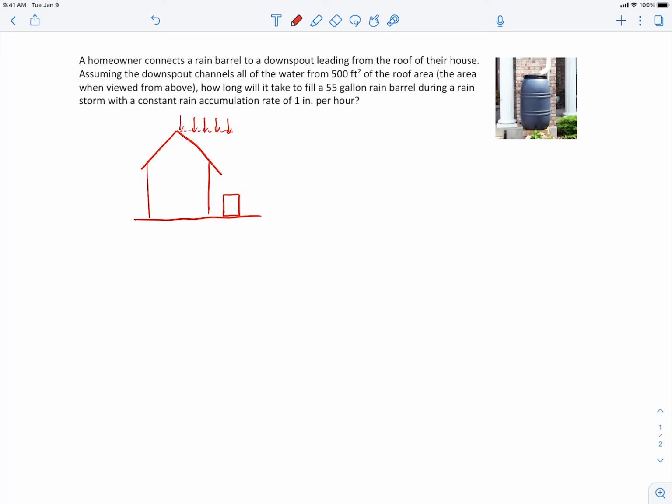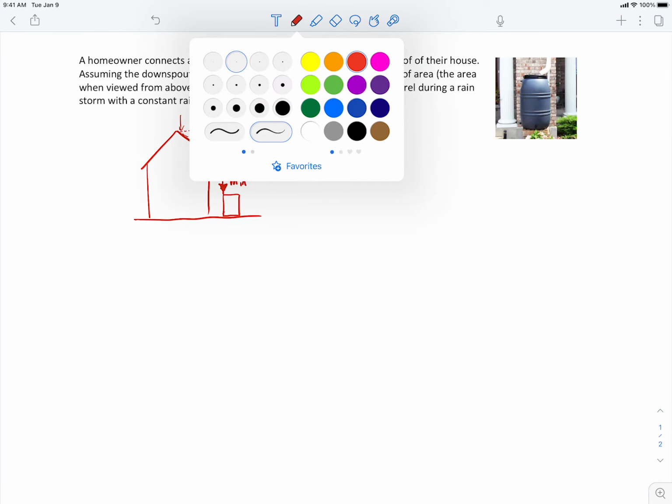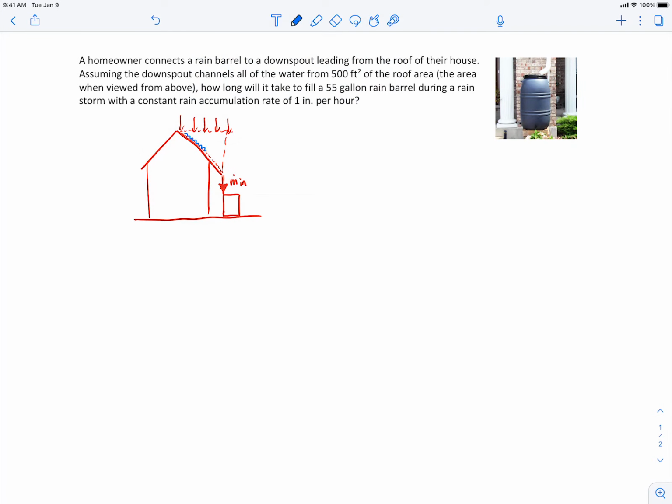So what's happening is, as the rain comes down here, it all collects onto the house, and you can imagine that it goes into this downspout right here, which would then fill into the rain barrel. So let me just call it m dot in. It's m dot in into the rain barrel. So all this rain accumulating here will collect onto the house and then eventually work its way into the rain barrel and start to fill it up. So that's the idea.